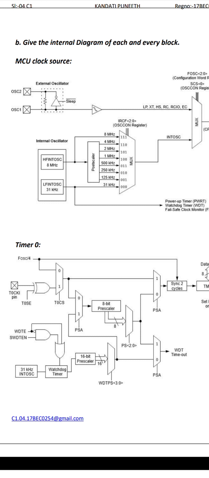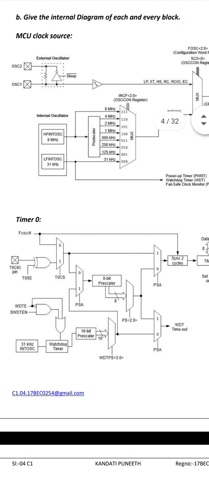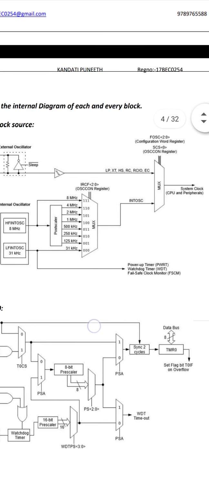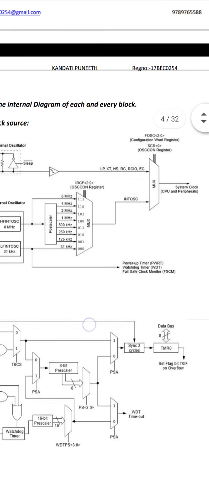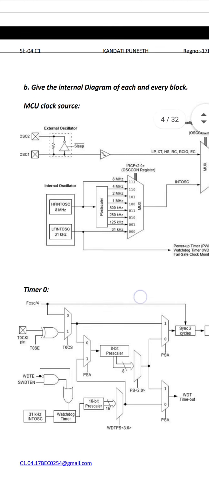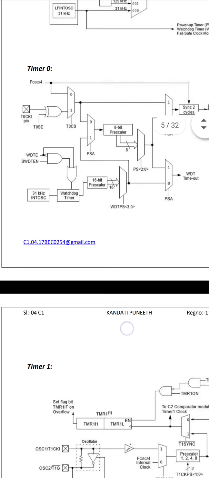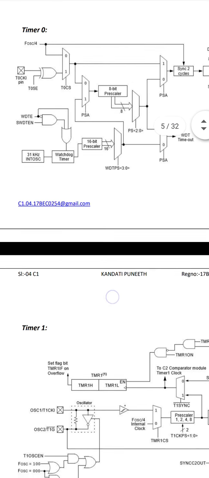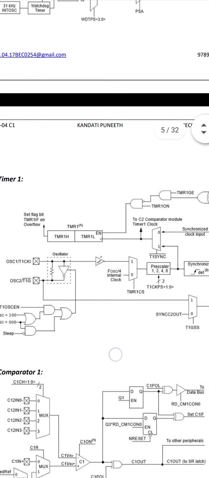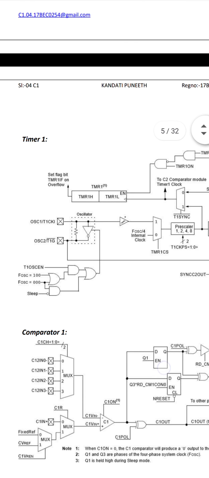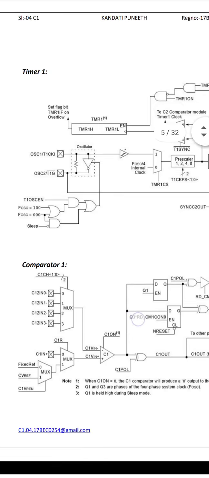And coming to next, this is the timer 0, and in the MCU clock source there are the external oscillator, system clock, power up timer, watchdog timer. These are the internal oscillator. These are the main parts of the MCU clock source. And there are some more parts of the internal diagram, and this is the timer 1. In timer 1 there are some parts, and we will discuss them later.